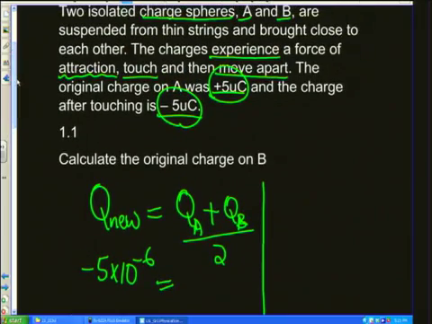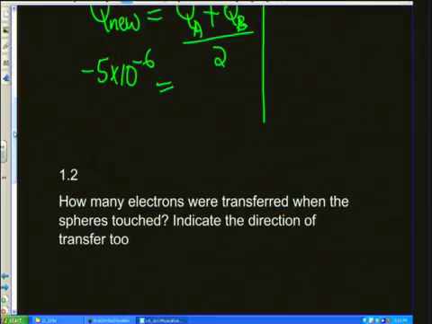Now, other information that I have from the question is that the original charge on A was plus 5 microcoulombs. So 5 microcoulombs is 5 by 10 to the power minus 6, then multiplied by the charge on B. That is what we are looking for, divided by 2.